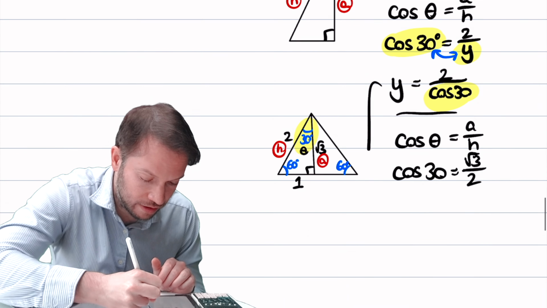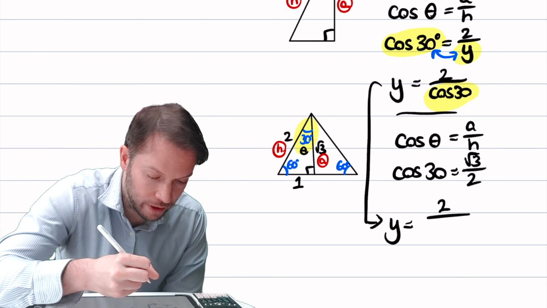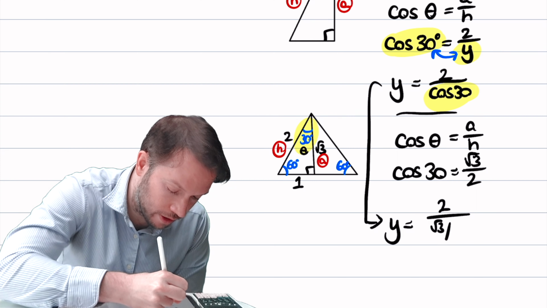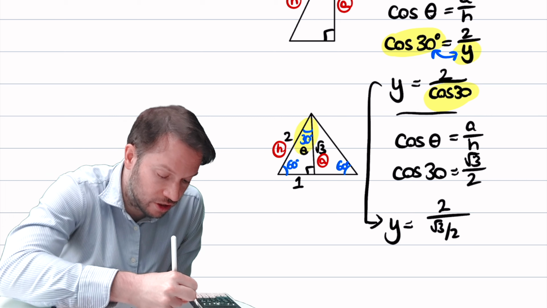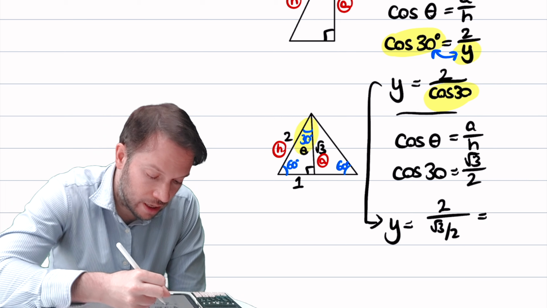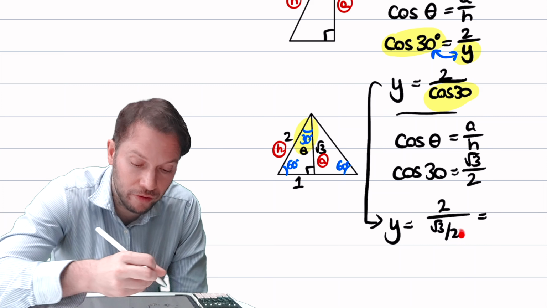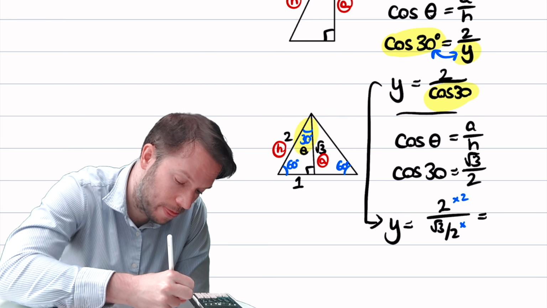So now we come back to this, y is equal to 2 over cos of 30, which is root 3 over 2. Now, I don't like fractions within fractions, so what I'm going to do is multiply top and bottom of this outer fraction by the denominator of the inner fraction. So I'm going to multiply top and bottom by 2.